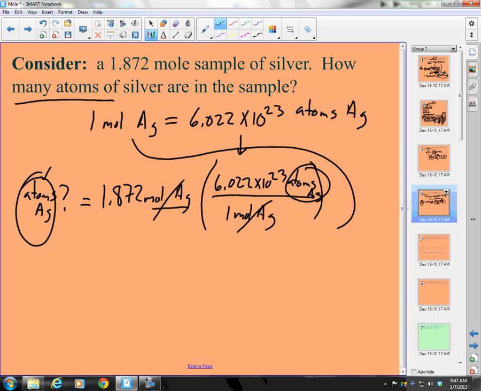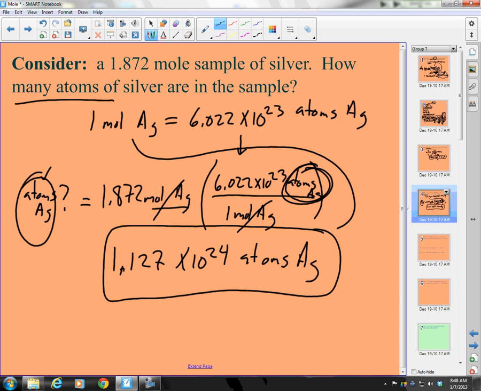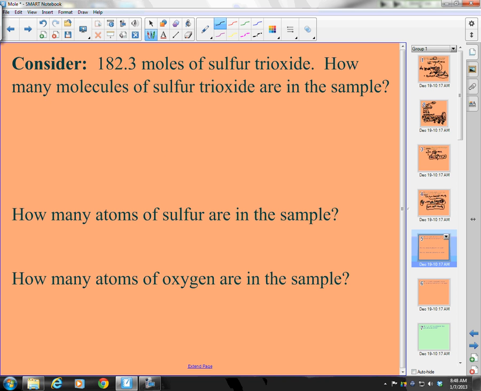I'm going to take 1.872 times 6.022 times 10 to the 23rd. And what do I get? 1.127 times 10 to the 24th atoms of silver. Four sig figs. By the way, that is a point, not a comma: 1.127. Excellent. Moving on. You guys give this one a shot. Bring me back when you're ready.